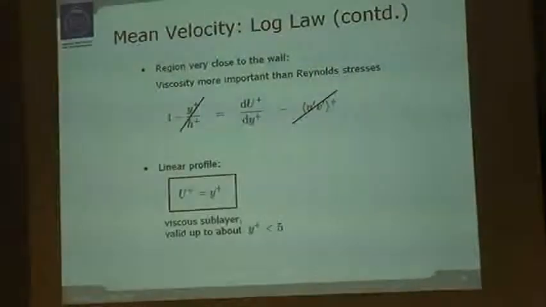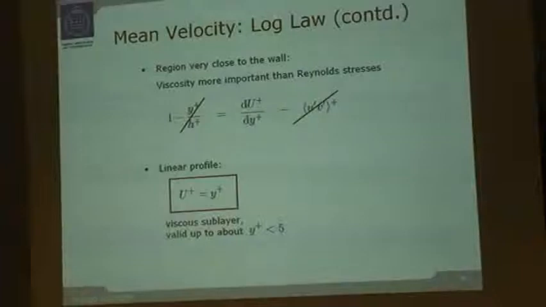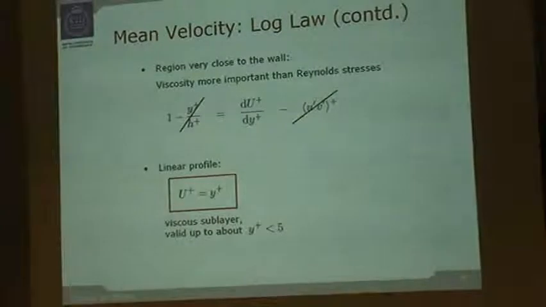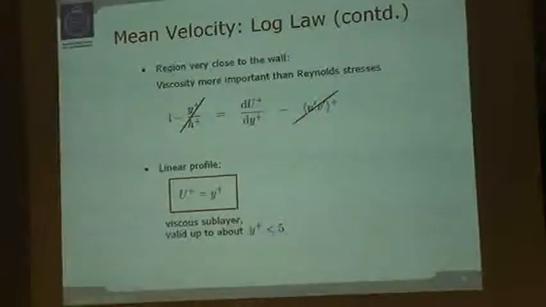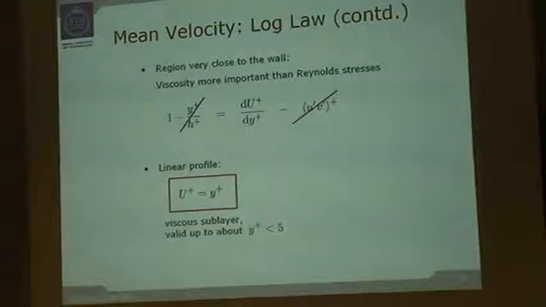So what we get is 1 equals du plus dy plus, so we have a constant slope, which gives us a linear velocity profile. U plus equals y plus. So this is what we usually call the viscous sublayer. Then the experiments or simulations show this is valid up to about y plus of 5, but it was the easy part.